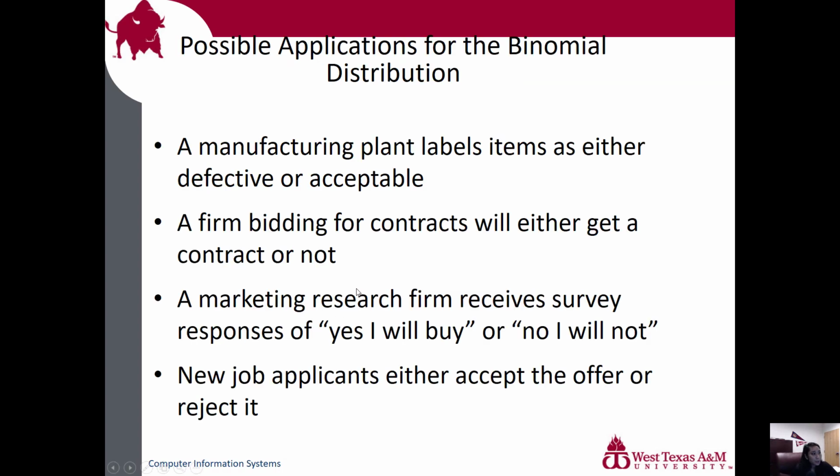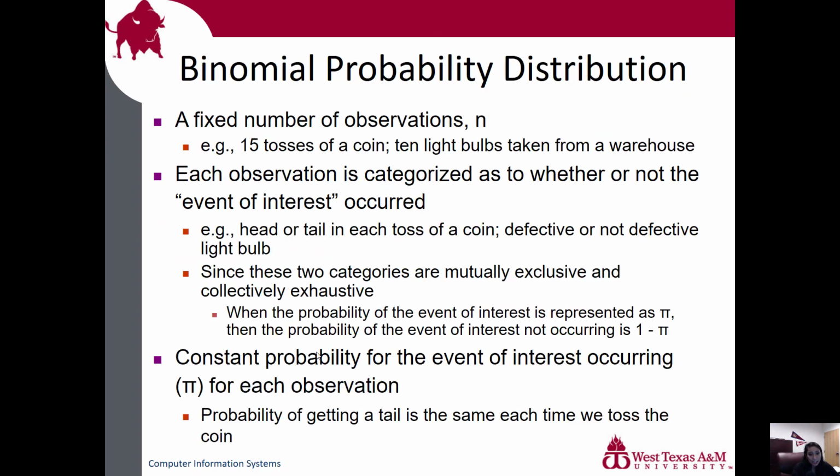So here's some examples of the binomial distribution. Here we have a manufacturing plant that labels items as either defective or acceptable. Again, there's that characteristic of whether or not the event occurred. A firm bidding for contracts will either get a contract or not. A marketing research firm receives survey responses of yes, I will buy, or no, I will not. New job applicants either accept the offer or reject it. So when you're trying to determine if something should be using a binomial distribution, you do want to go back to these characteristics that we discussed.